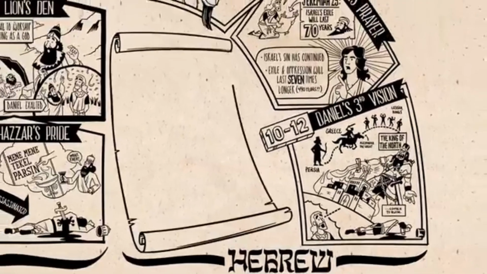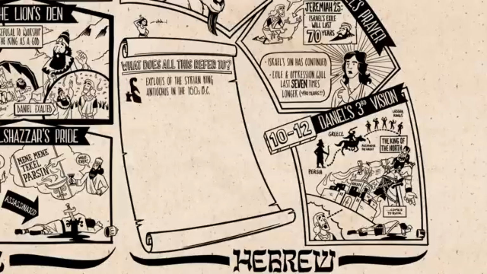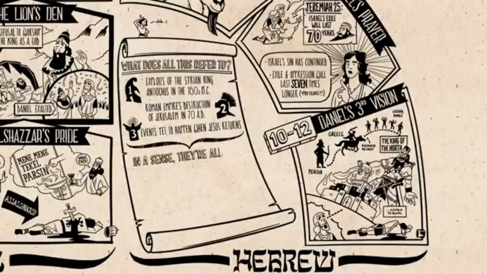Now, there's been endless debate about what all of these visions refer to. Many see a clear connection to the exploits of the Syrian king Antiochus in the 160s BC. He killed many faithful Jews in Jerusalem and set up idols in the temple. Others think it points forward to the Roman Empire's role in the execution of Jesus and the destruction of Jerusalem and the temple in AD 70. And still others think it will be fulfilled in future events that have yet to happen when Jesus will return. Now the problem is that the symbols and the numbers don't quite match any of these views perfectly. But it opens up the possibility that in a sense they are all right.